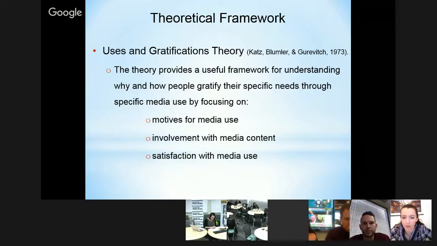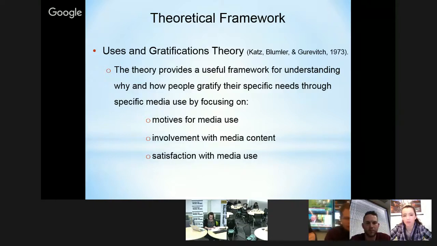The theory also looks at involvement with media content. And for our purposes, we're interested in how users process health information they access through YouTube. What is their cognitive involvement with the messages they receive, and do they elaborate on them?